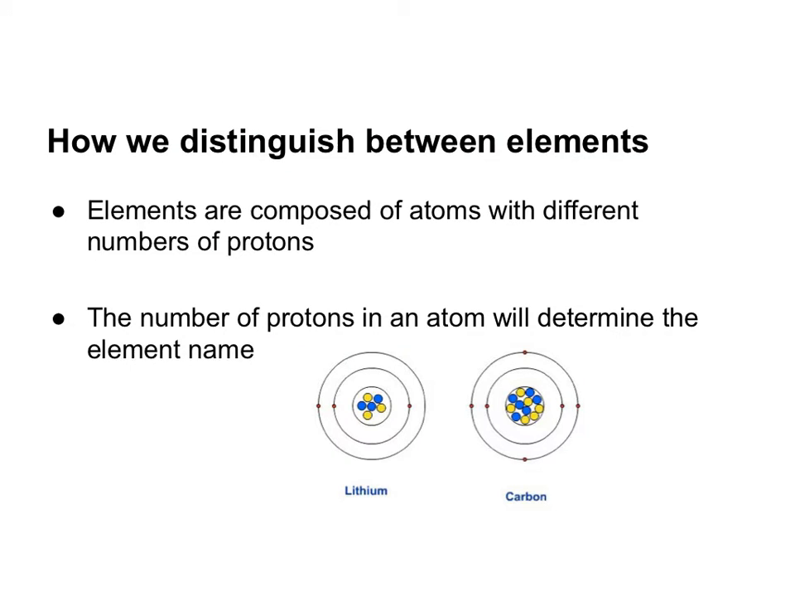So how do we distinguish between elements? Elements are composed of atoms with different numbers of protons. So when we're looking at different atoms on the periodic table, it's the number of protons that's going to distinguish between them. For example, lithium may have 3 protons. Let's say the blue dots are protons. So lithium has 1, 2, 3 protons, whereas carbon has 1, 2, 3, 4, 5, 6 protons, and that's going to identify those atoms.